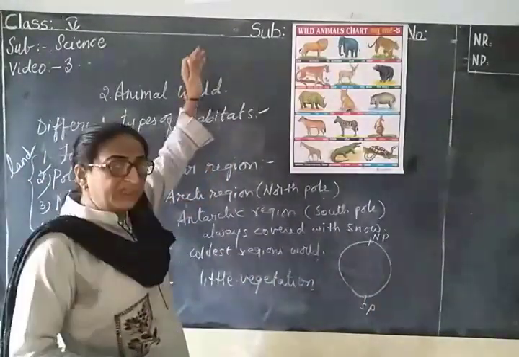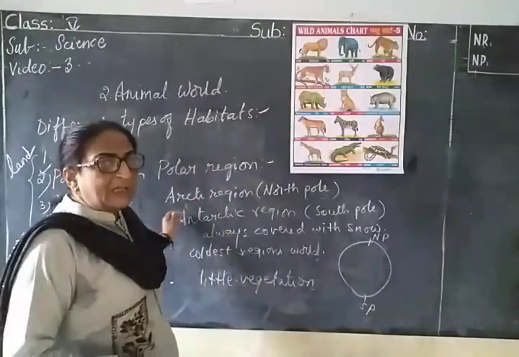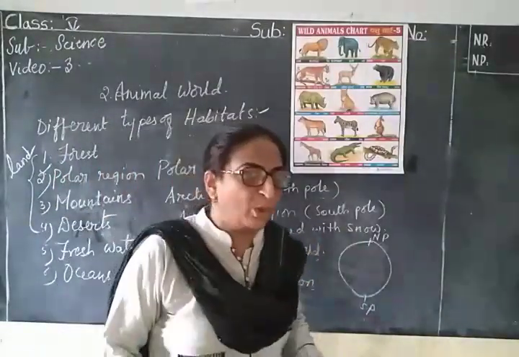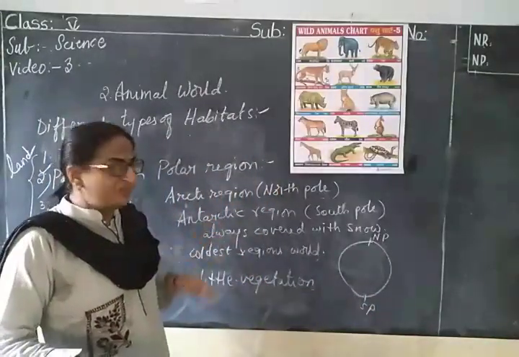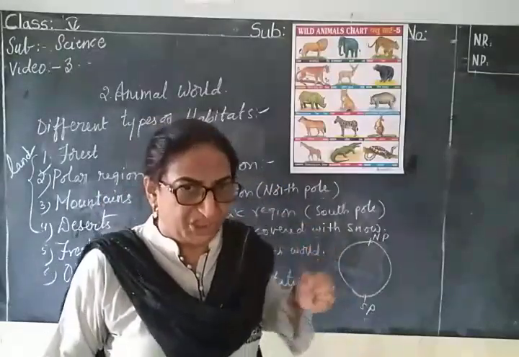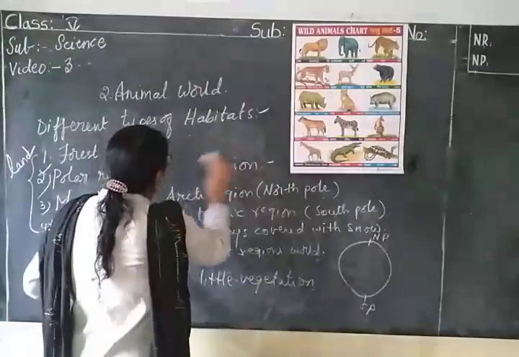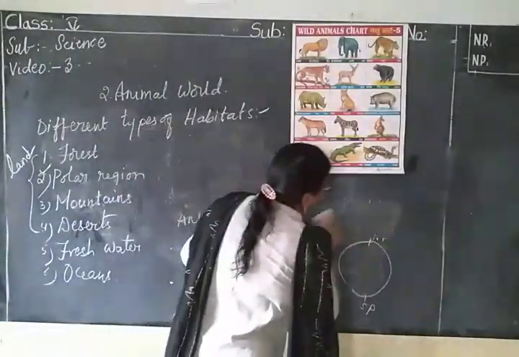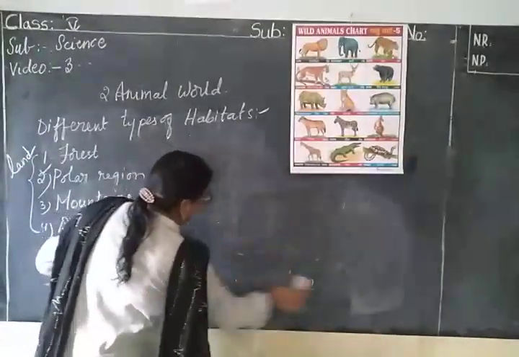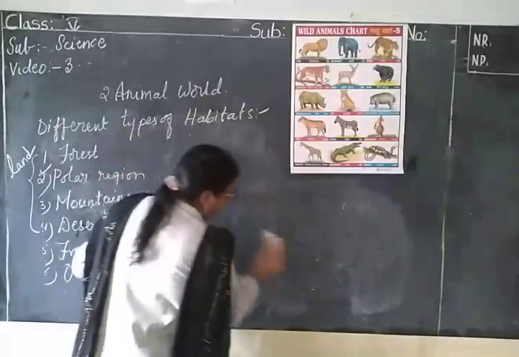So the Arctic region near the North Pole and South Pole, these polar regions are always covered with snow. And these are the coldest regions in the world, and you find very little vegetation here. So what happens here in this polar region? You find animals.